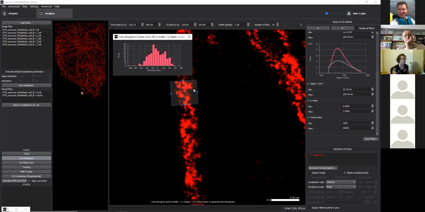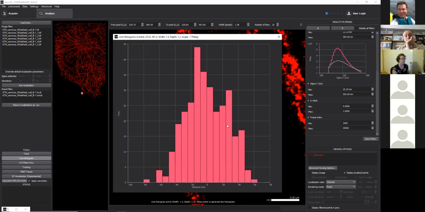And we can see that, let me just make this bigger for you. This one is approximately 60 nanometers wide, which makes sense based off of the size of the microtubule and the resolution of the microscope, of the method.